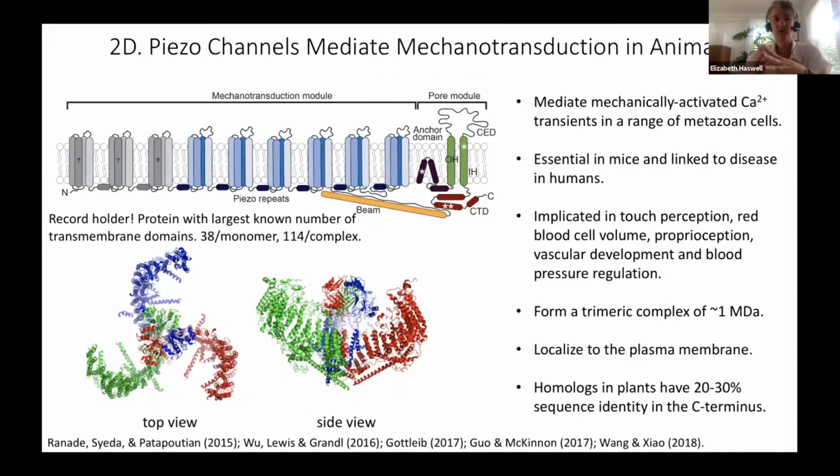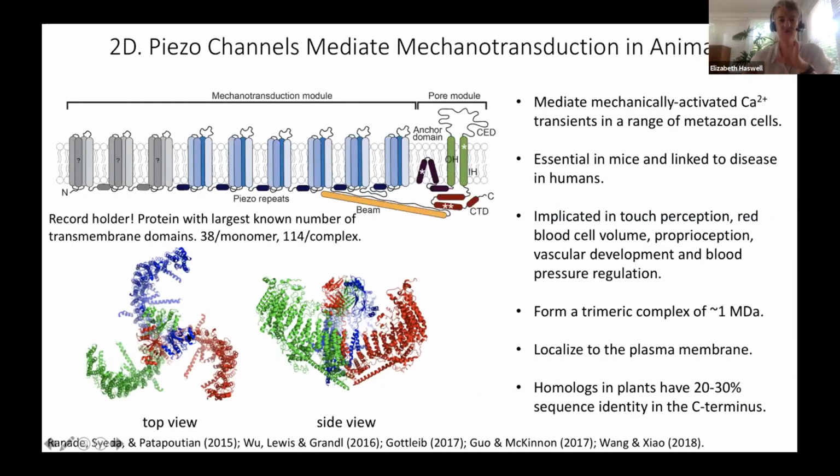The first example is this channel Piezo. So this is a super, super cool and incredibly beautiful mechanosensitive ion channel from animals that's also found in plants. And in animals, it mediates mechanically activated calcium channels. It's involved in so many mechanoperceptive events, including touch perception, red blood cell volume, proprioception, which is like knowing where your limbs are even when you're not looking at them. It forms this beautiful trimeric propeller shape.